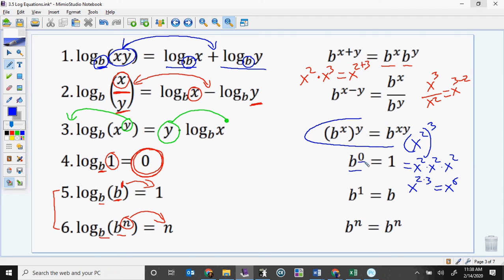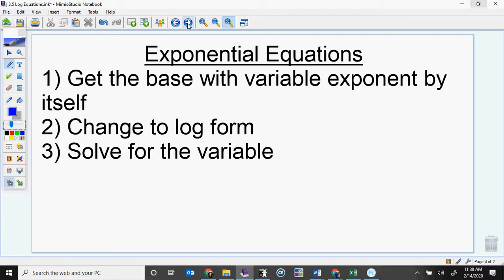Anything to the 0 power is 1. And of course, if the exponent is 1, I don't actually have to write it. So, and then I have no idea why they bothered with that one. Yeah. All right, moving on.